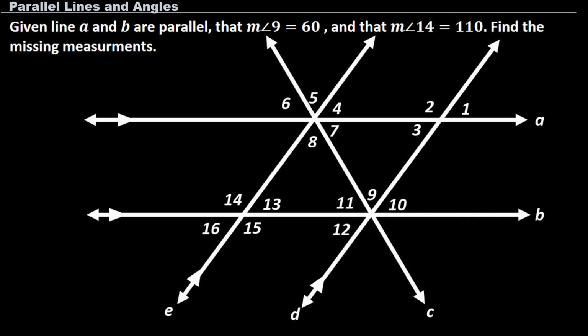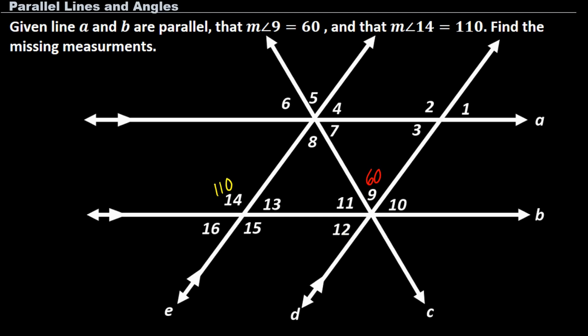So as we start this problem, we see that we're given lines A and B and they're parallel, that the measure of angle 9 is 60 degrees, and the measure of angle 14 is 110 degrees. And so we need to find the rest of these missing measurements. So we only have two angles, but if we look between them, one is much easier to work with than the other just visually looking at it. And that one would be the 110. Because 110 only has these other three missing angles around it, whereas 60 has a whole lot more.